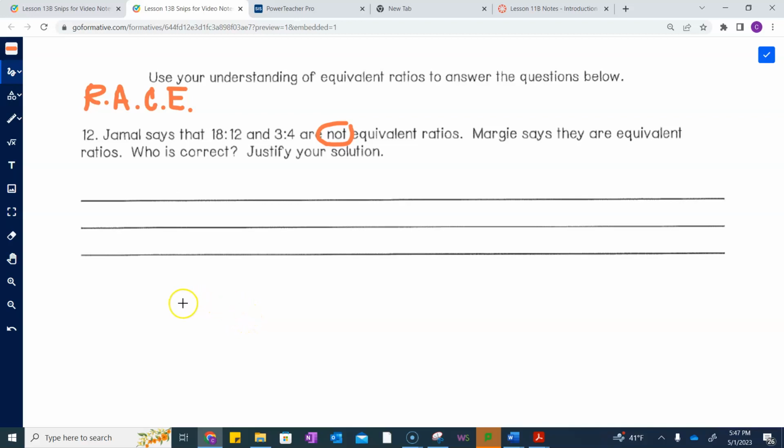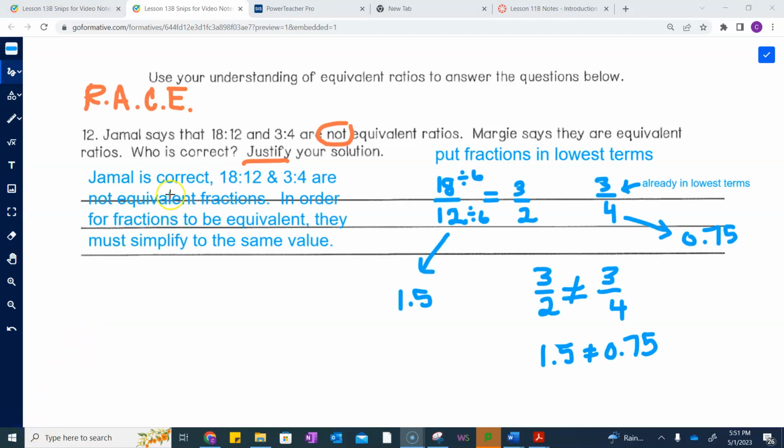Okay, so pause the video, and then when you get your answer, turn it back on to see if you have it correct. Not just the yes or no, who's correct. Also, justify why you selected them. How come you know that student is correct? Hey, you should have said that Jamal is correct. That 18 to 12 and 3 to 4 are not equivalent fractions.